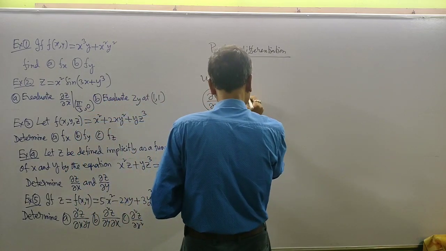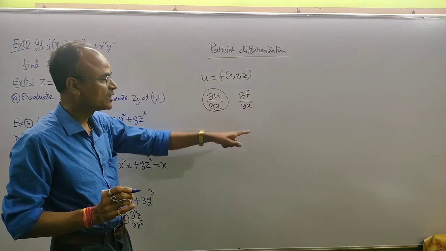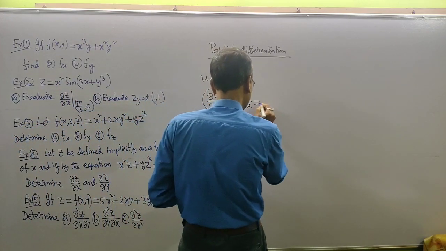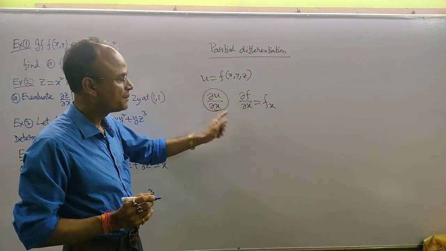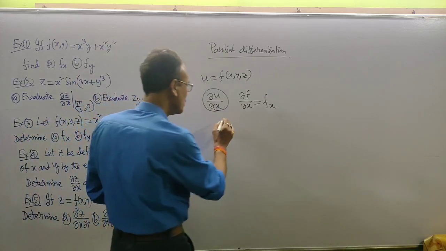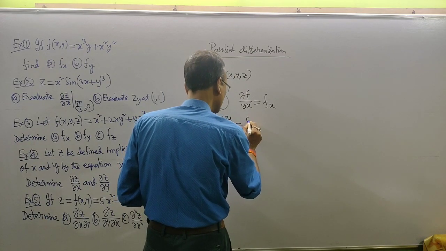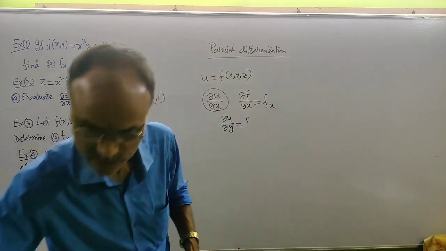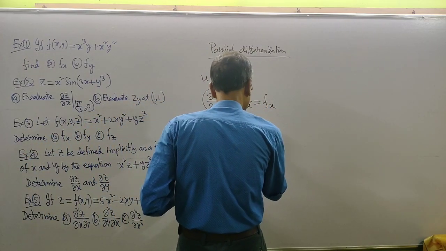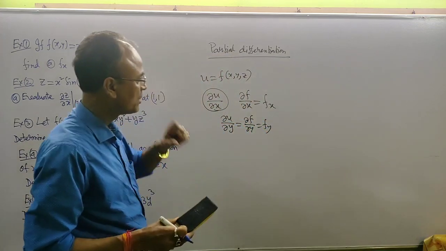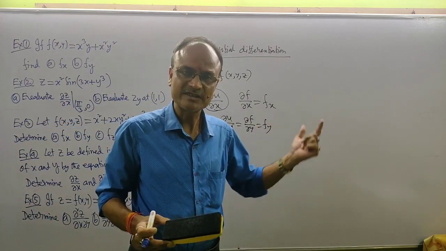Del u by del x can also be written as del f by del x because it is a function f of x, y, z. Sometimes we write it as fx. If you differentiate this partially with respect to y, then it will be denoted by del u by del y or del f by del y, or you may write f of y. Now del f by del x, del f by del y.